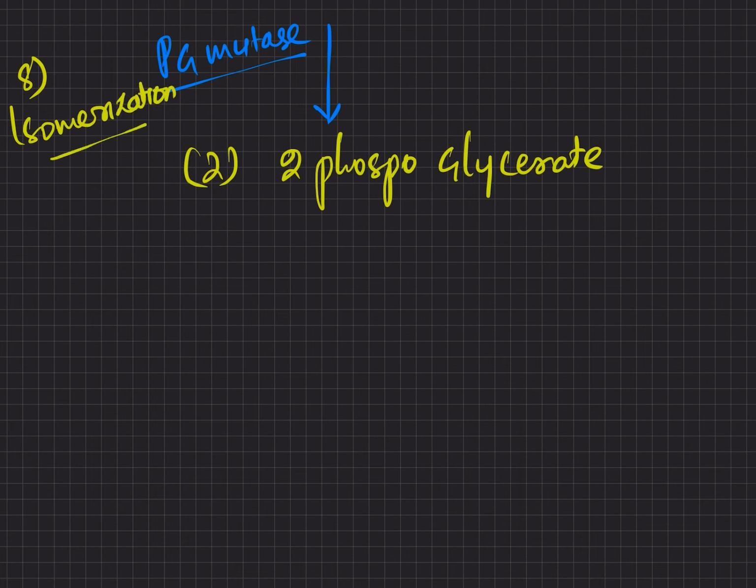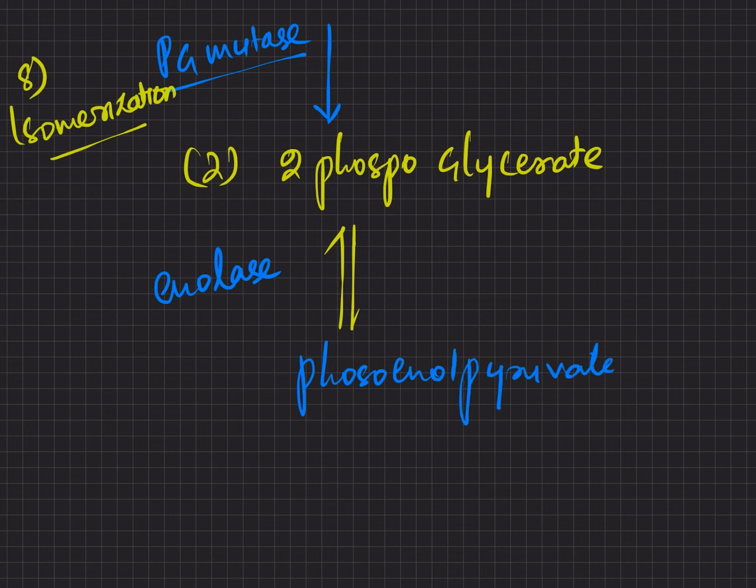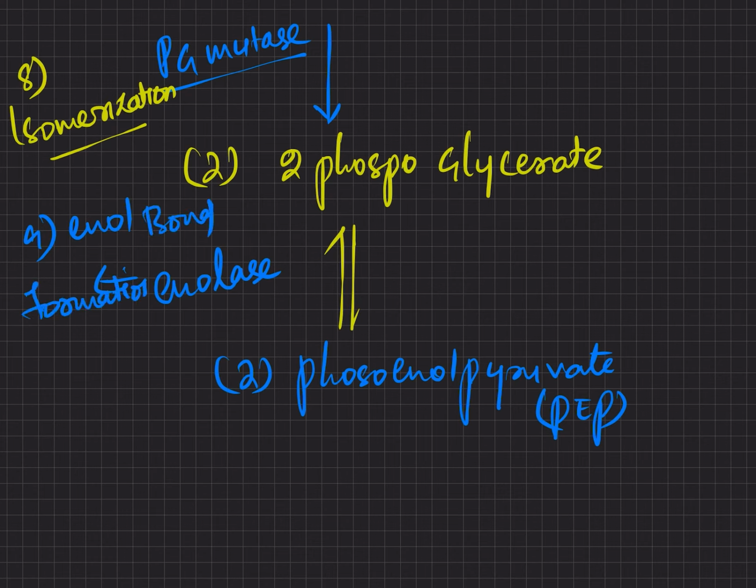So these 2 moles of phosphoglycerate undergo the next reaction by the action of enolase. It forms phosphoenol pyruvate, 2 moles of phosphoenol pyruvate, PEP we usually call. This reaction is the ninth one. It is an enol bond formation. So you can easily remember this enzyme, enolase. Phosphoenol is formed, so we use enolase.